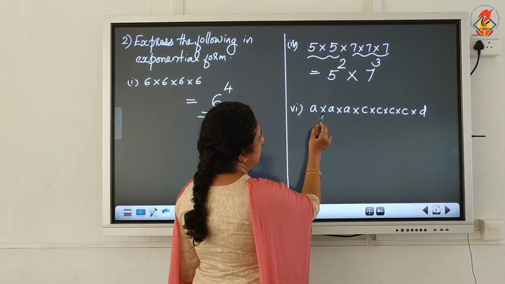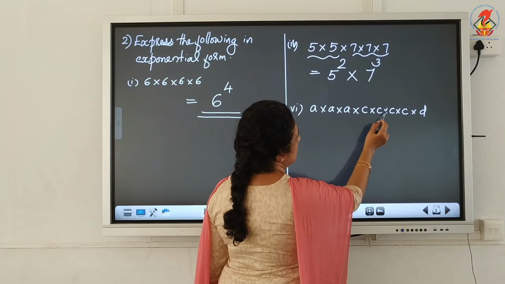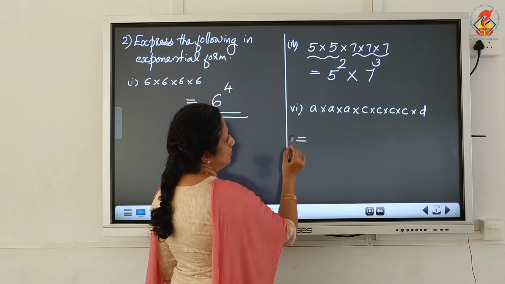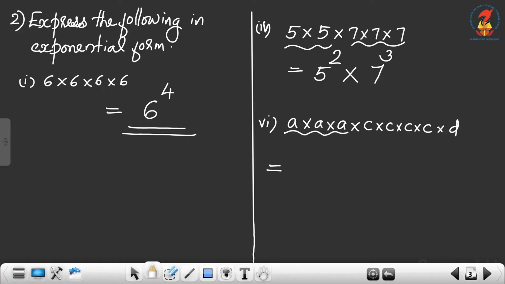Next one. A into A into A into C into C into C into C into D. Now equal to, look at that, A is multiplied by itself how many times? 3 times. Therefore we can write it as A raised to the power 3, A cubed. C is multiplied by itself 4 times, so we can write it as C raised to the power 4.